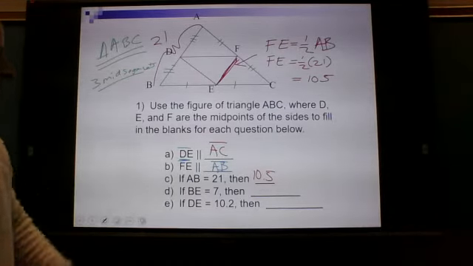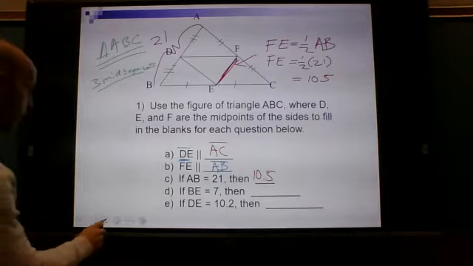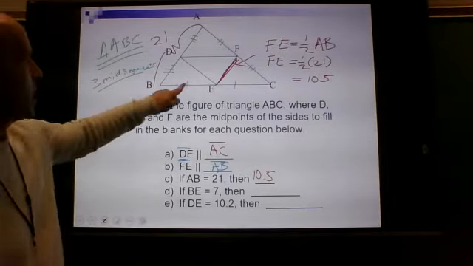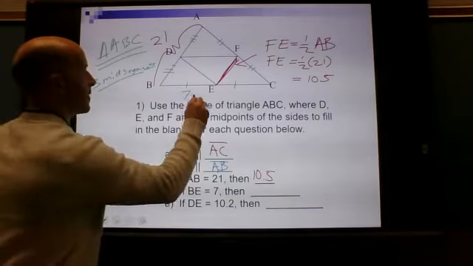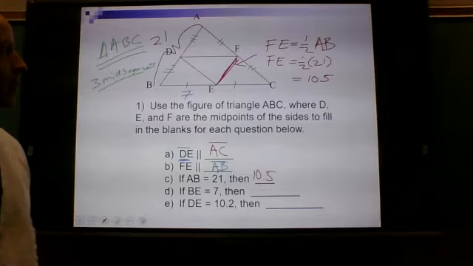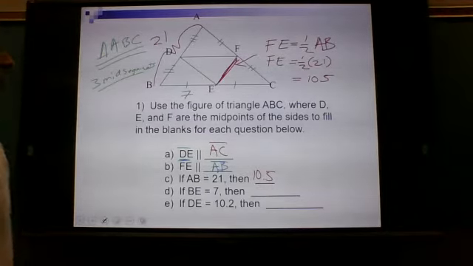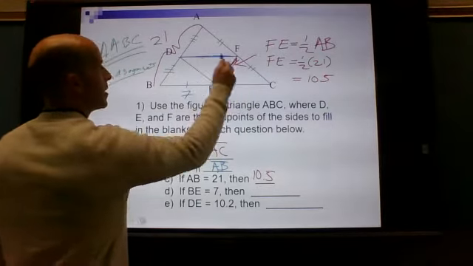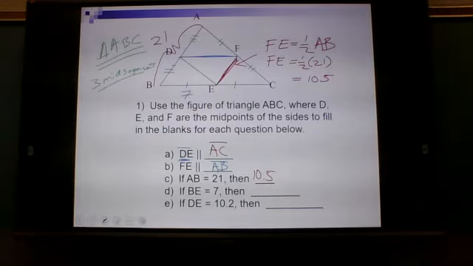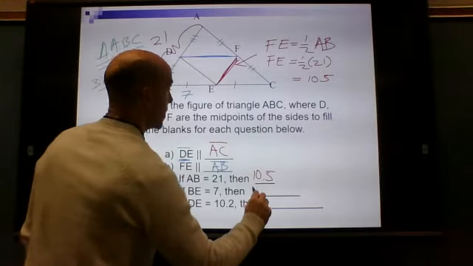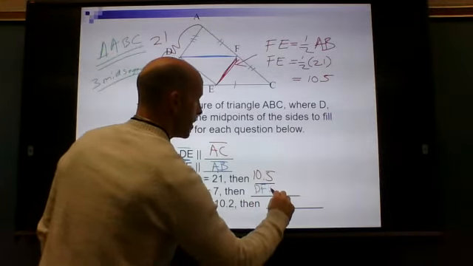Question D, if BE is 7, so now I've got to go to BE. So let's see here, BE, this guy right here, that's 7. What can we conclude there? Well, we can conclude a couple of things, but the most interesting thing pertinent to this problem is, guess what this length here has to be? Well, it has to actually be exactly 7. So I'm going to say that DF is equal to 7.